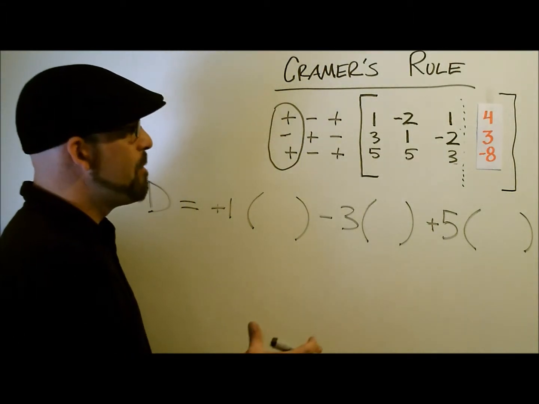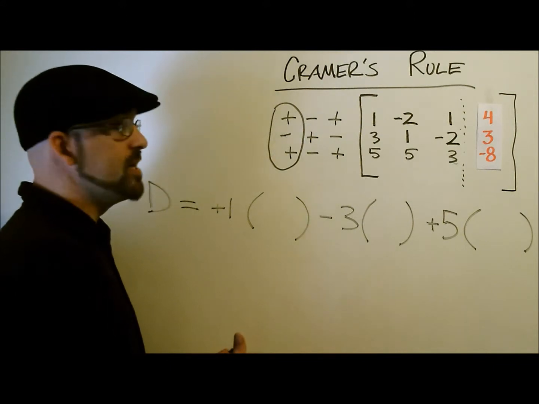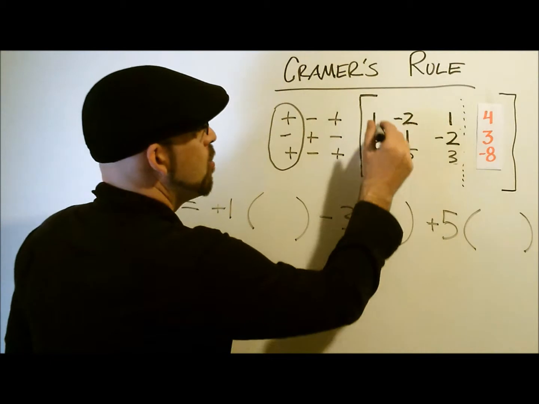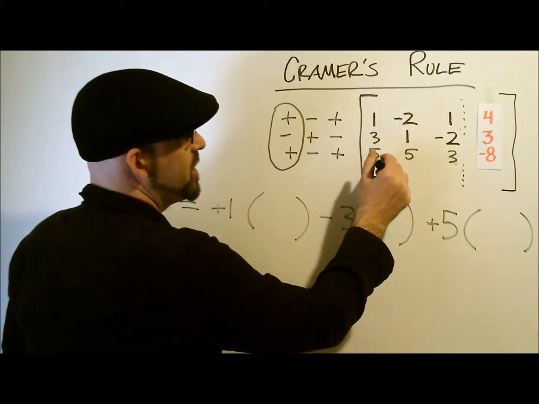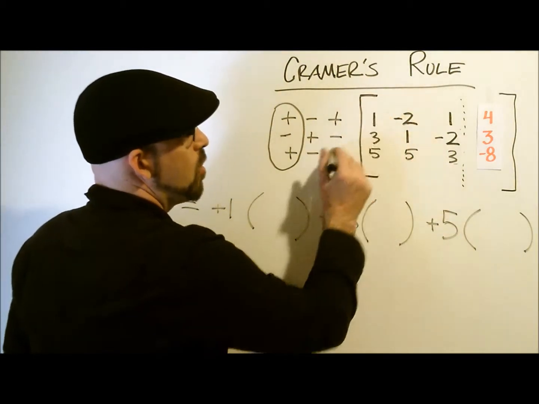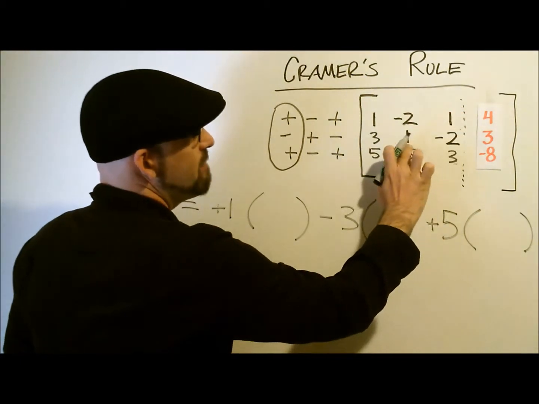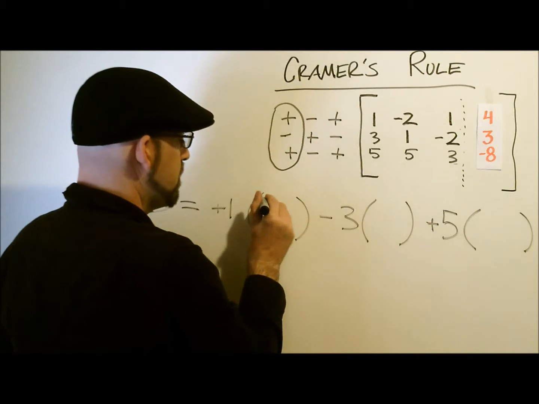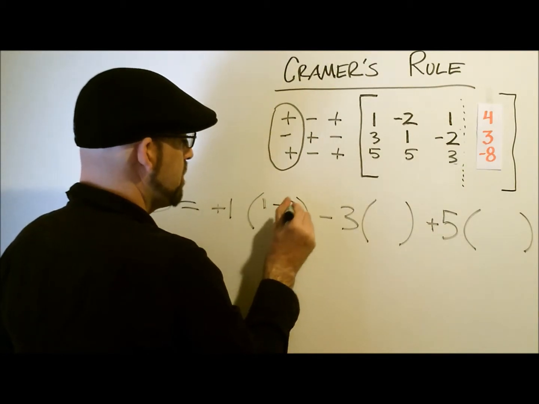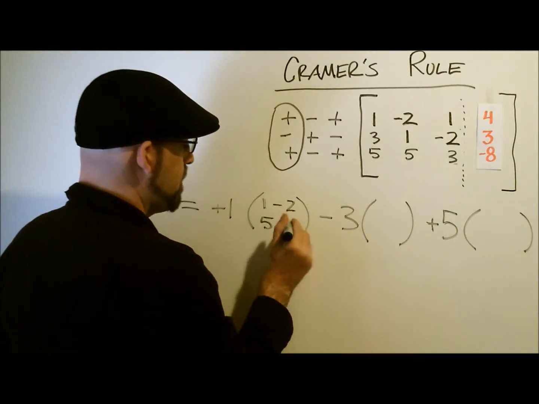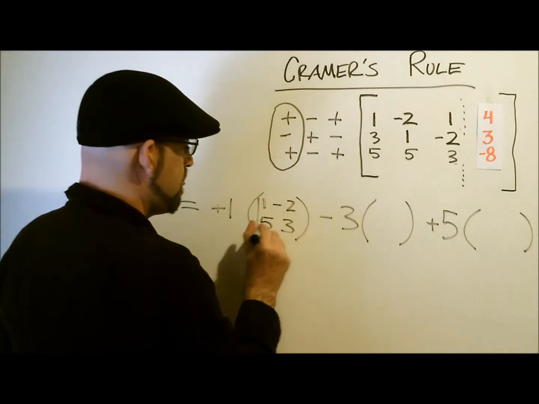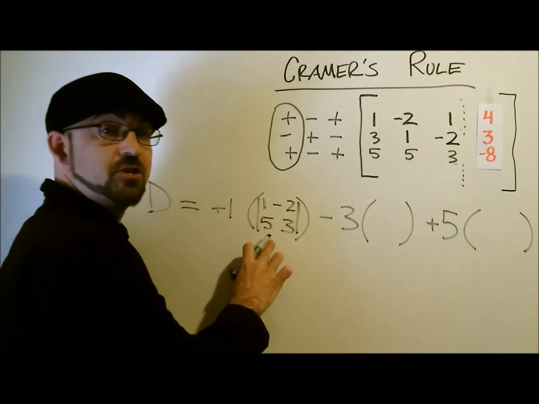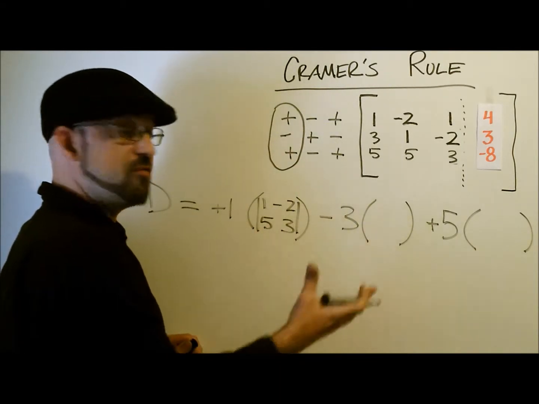Now, about the minor determinant, how do we find it? Well, for our first one, 1, our minor determinant cannot be in the same column or in the same row. So we are left with 1, -2, 5, and 3. And that's a 2x2 determinant. We know how to solve those from before.